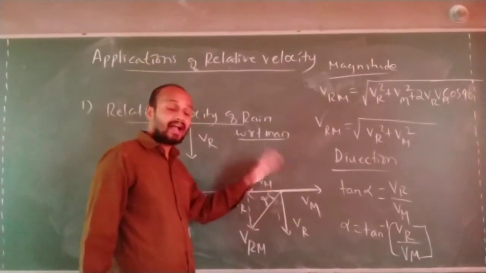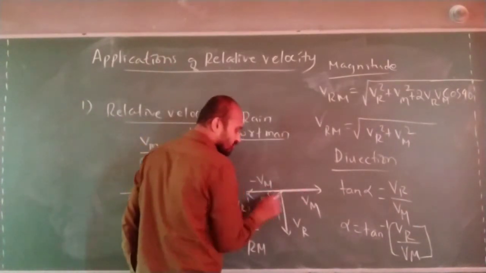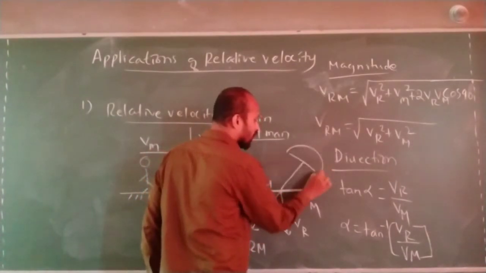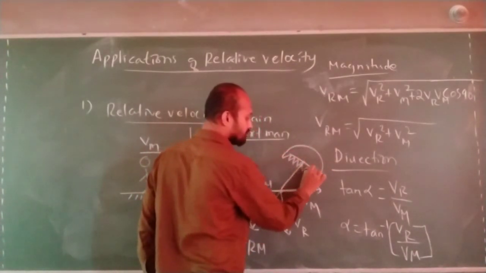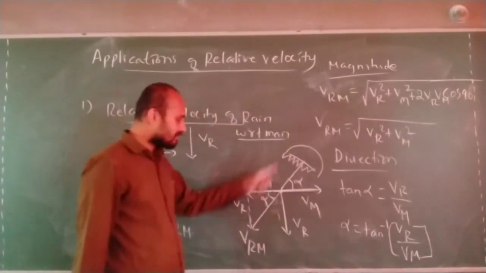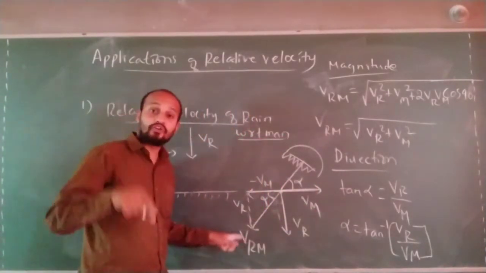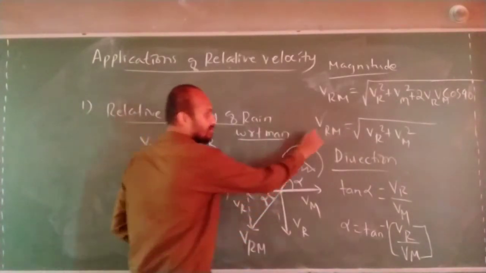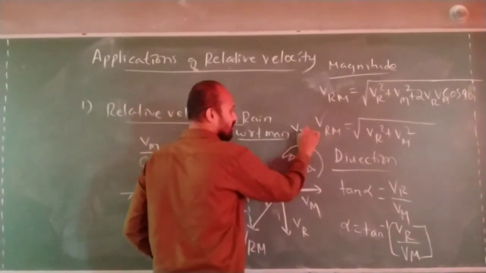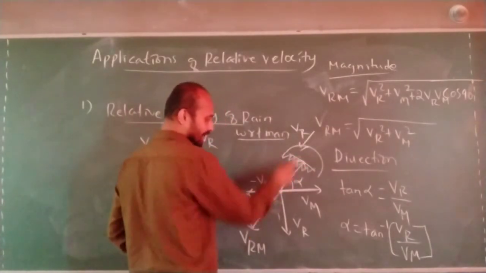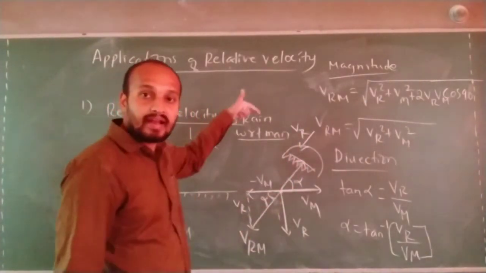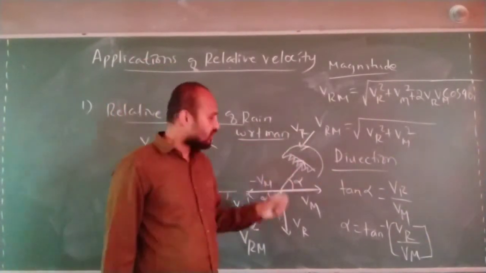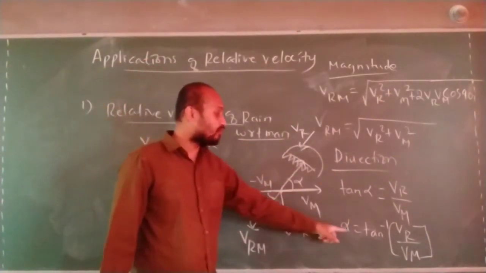What is the angle? With horizontal I have taken the angle. Like this you must hold the umbrella, making alpha. Such that with respect to you, the velocity of rain is falling like this. This is the velocity of rain, which is opposite to this line. Correct now? That is why if you are moving, you have to hold an angle alpha from this expression.